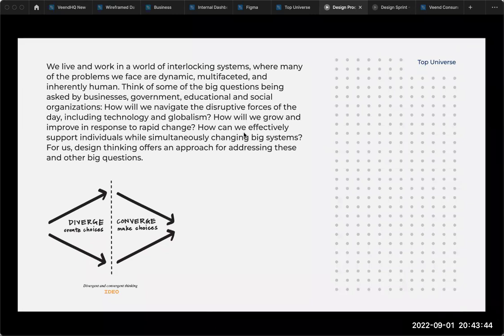So design thinking is being used in different fields, even in the medical field. Those who do research on, okay, how can we tackle COVID-19? How can we tackle Ebola?